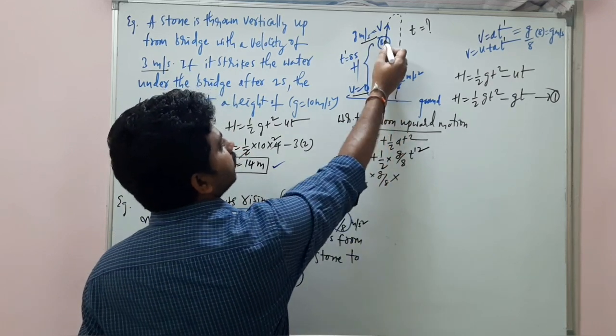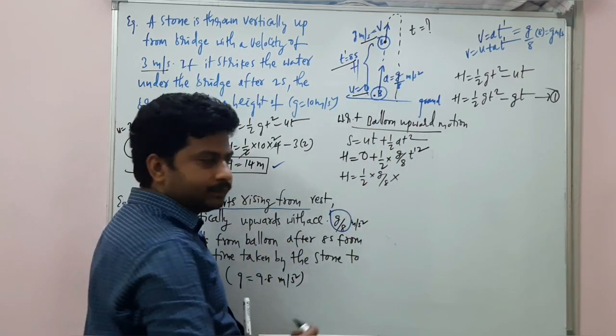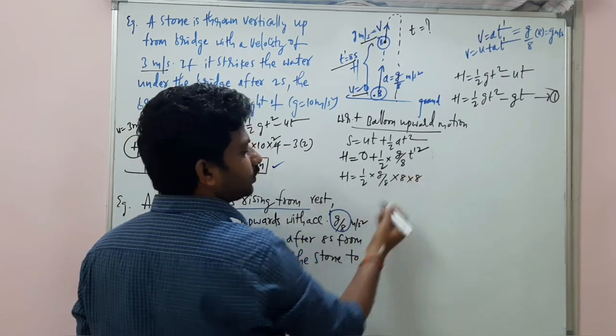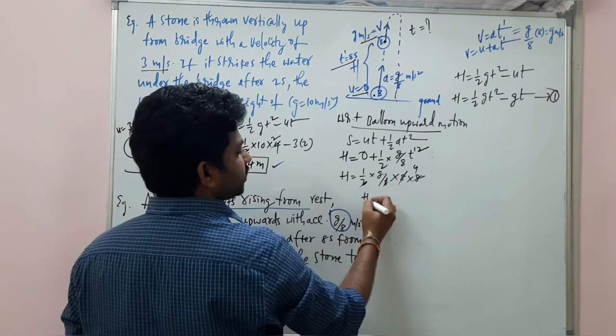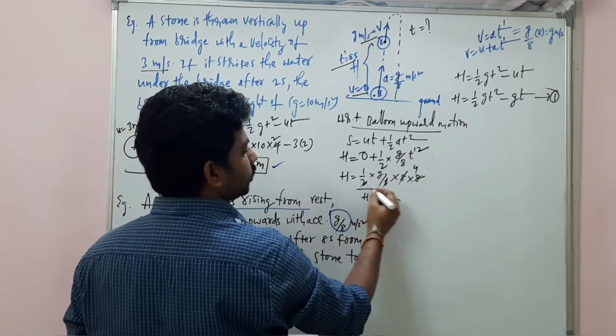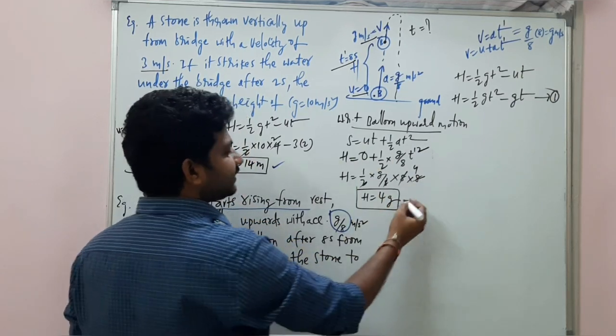What is the time taken from here to here? It's already given, 8 seconds. So this is 8 square, 8 into 8. So 8 and 8 cancel, and this is 2 into 4. So h is equal to 4 into g. It's equation 2.